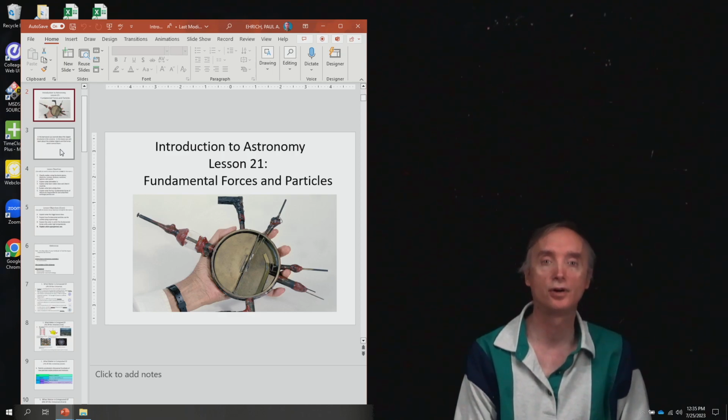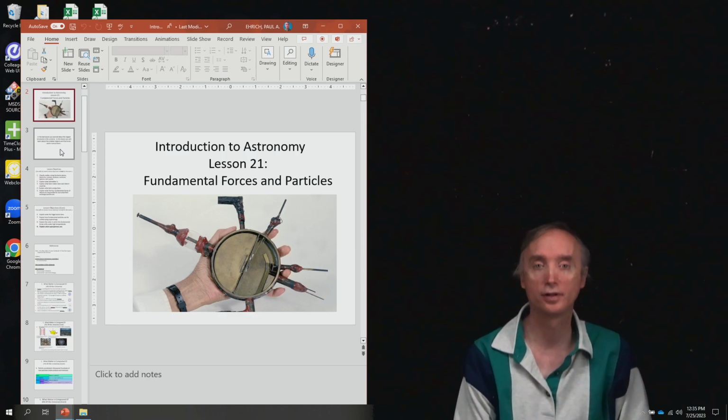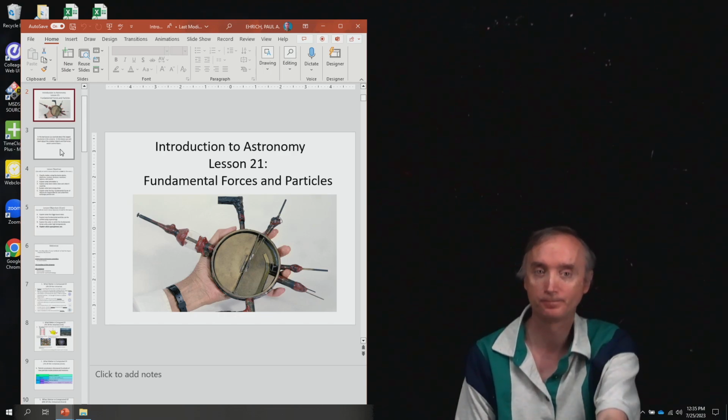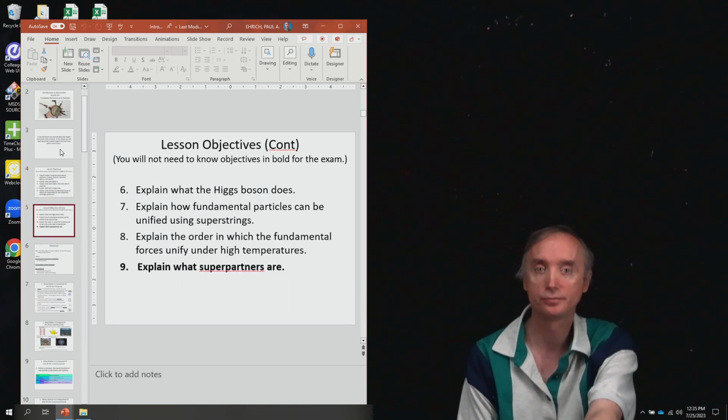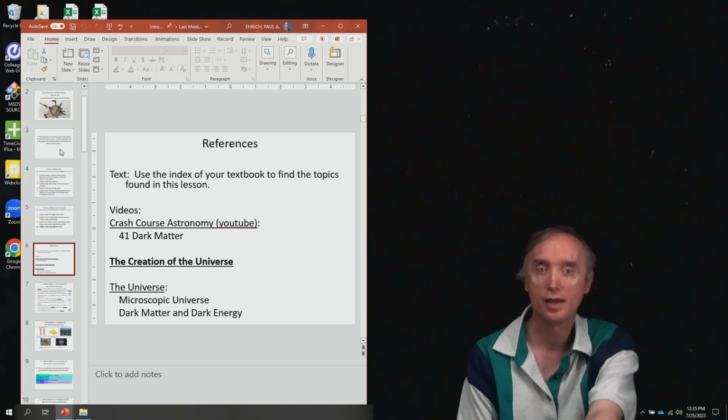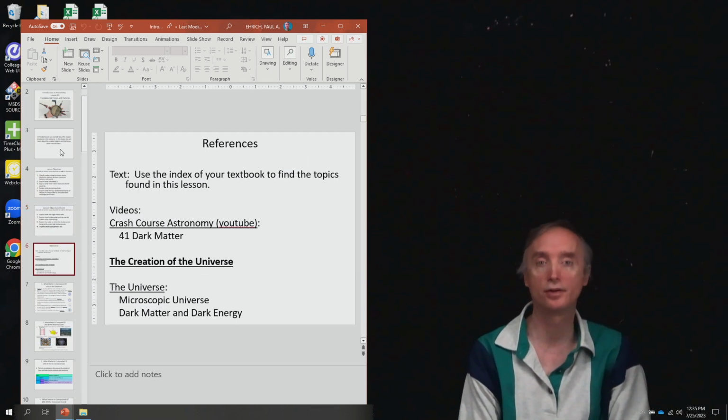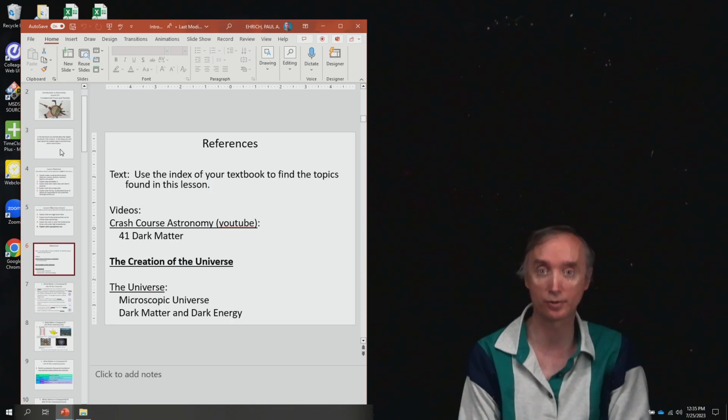Now we're going to continue our review for the Unit 4 lecture exam in astronomy by talking about Lesson 21 on fundamental forces and fundamental particles. So make sure and read the lesson objectives for this. And then you'll notice that in your textbook there is no particular chapter that goes with this material, but you can find everything I'm talking about by using the index of your textbook.